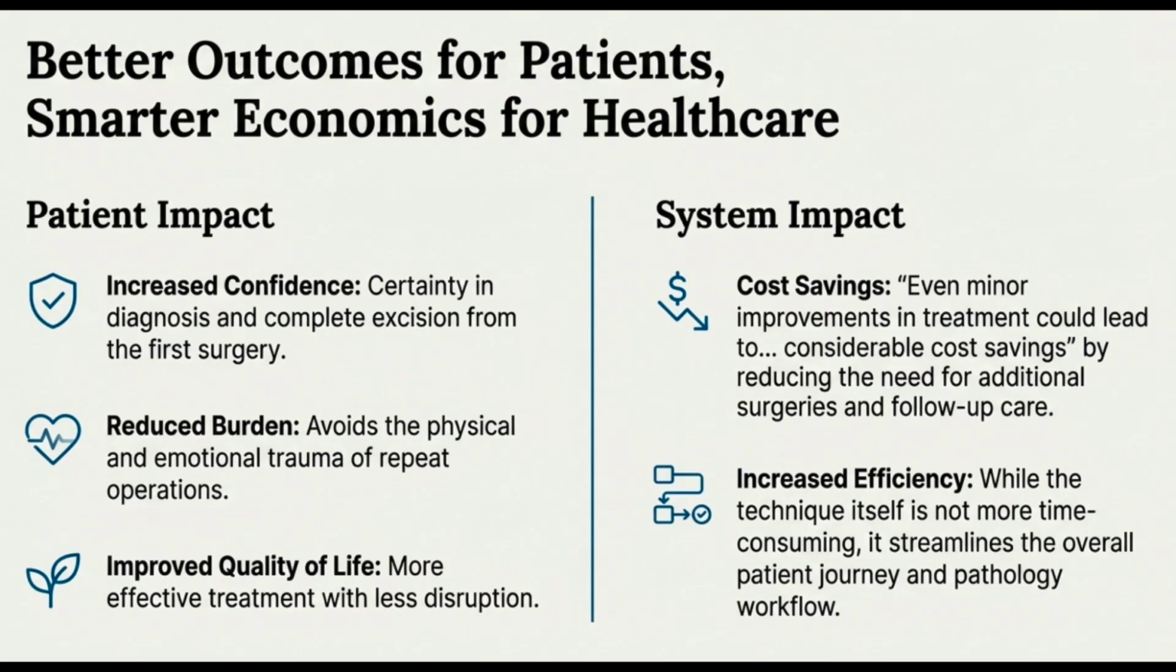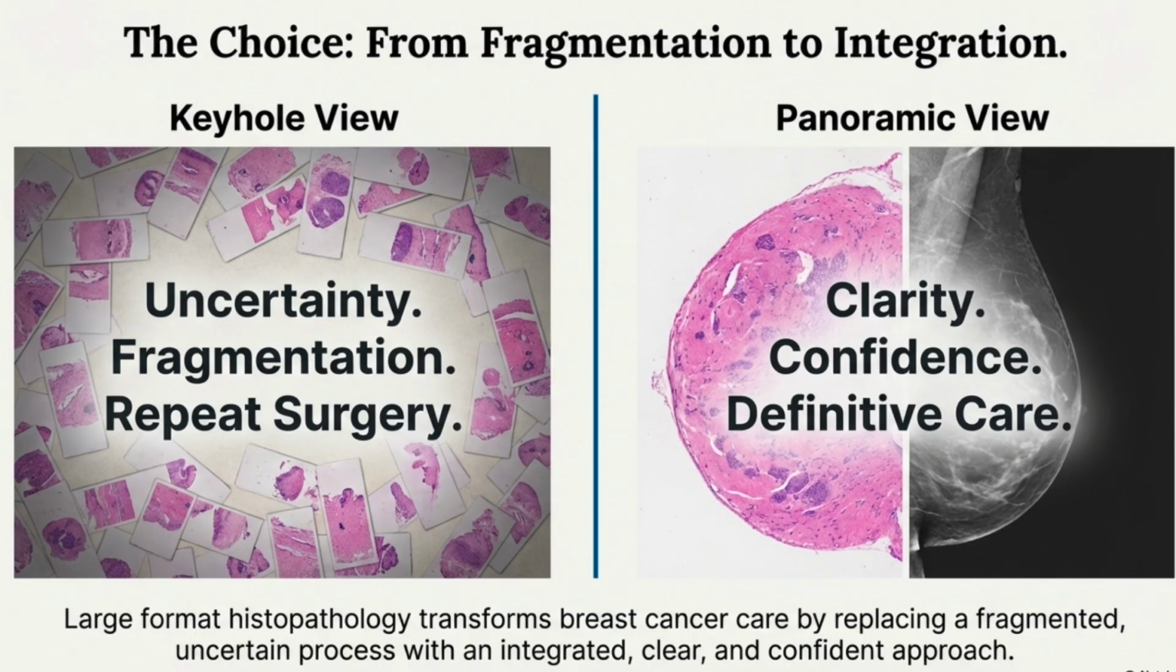So to wrap up our deep dive today, image-guided LFH really represents a profound shift. It does. It moves breast cancer pathology away from this fragmented, kind of risky sampling toward a comprehensive, unified visualization. It's a single, integrated map that makes sure the pathologist, the radiologist, and the surgeon are all aligned on what the disease really looks like. And that alignment is the key.